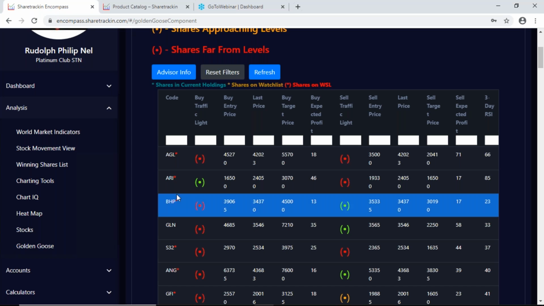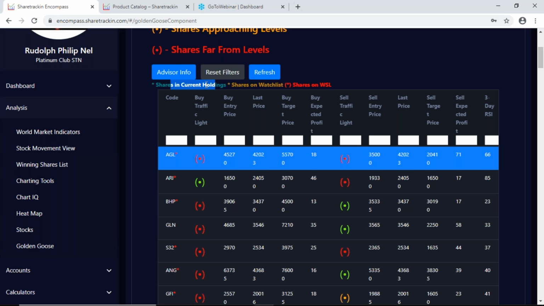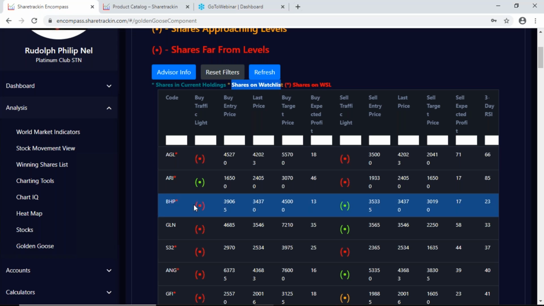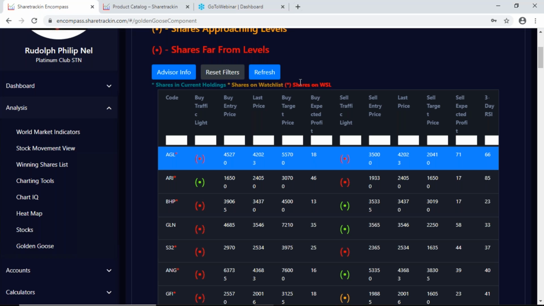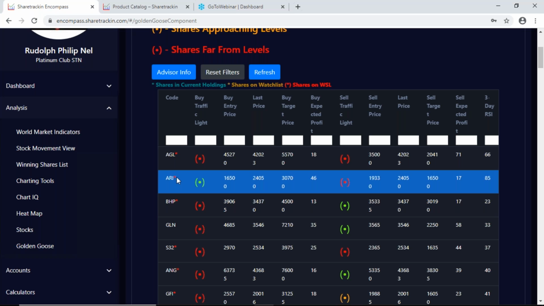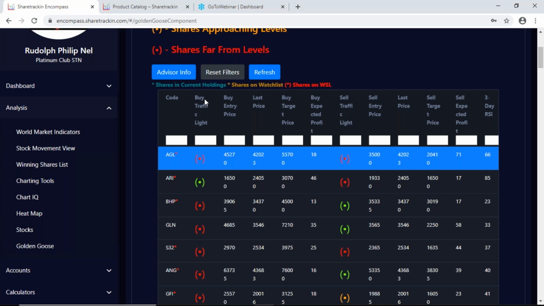So firstly, you get your code for the share. All the shares that you've got in your current holdings will display in green. Shares that you've got on your watch list will display in orange, and the ones marked with a little star are the ones listed on your winning shares list. So all of these with the red stars are the ones that are listed on the Sharetrackin winning shares list as well. Now, if you look at the ones giving you the buy traffic lights, obviously you're looking for the green ones. Those are the ones that you want to go and buy.